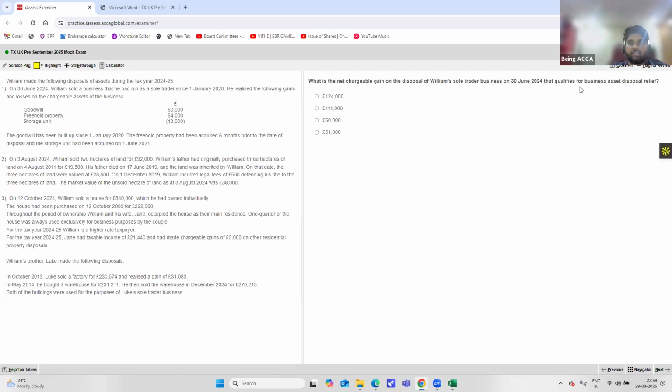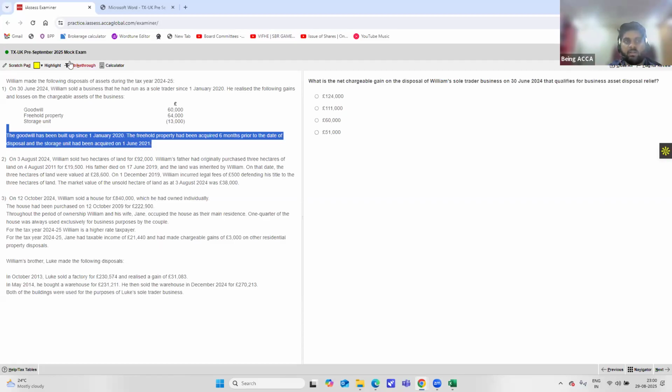So here he has decided to sell the business on 30th June 2024 and it had been running from 1st January 2020. So does that satisfy the condition? Yes. So are these points relevant? Because the goodwill has been from 1st of January 2020, freehold property was only 6 months before the date, and storage unit was from 1st June 2021. Are these points relevant to us? If the business qualifies as business asset disposal relief, then the dates of when the assets were purchased are irrelevant to us.